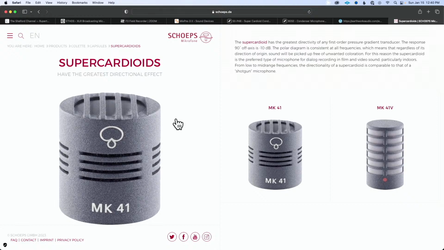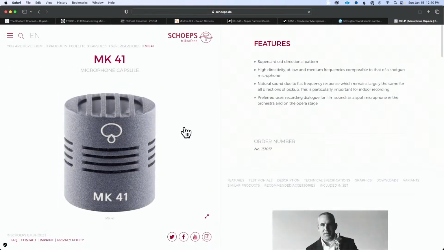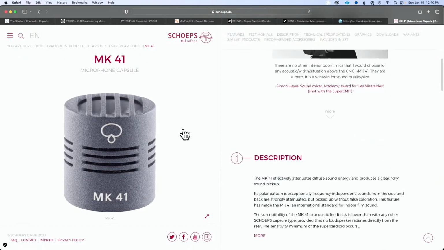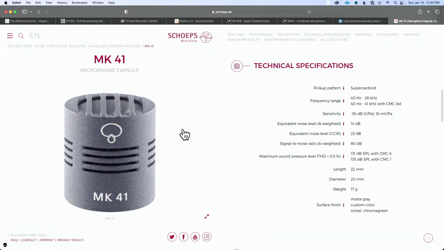What's that? CMIT5U. Oh yeah, we're also going to look at the CMIT5U, but let's look at this one first. So we're looking at the 41. Well, it has a pattern right on it. Yeah, the pattern is indicated right there. Technical specifications. Okay, actually, I want to compare this one first. We'll come back to your question, Camille, I promise.